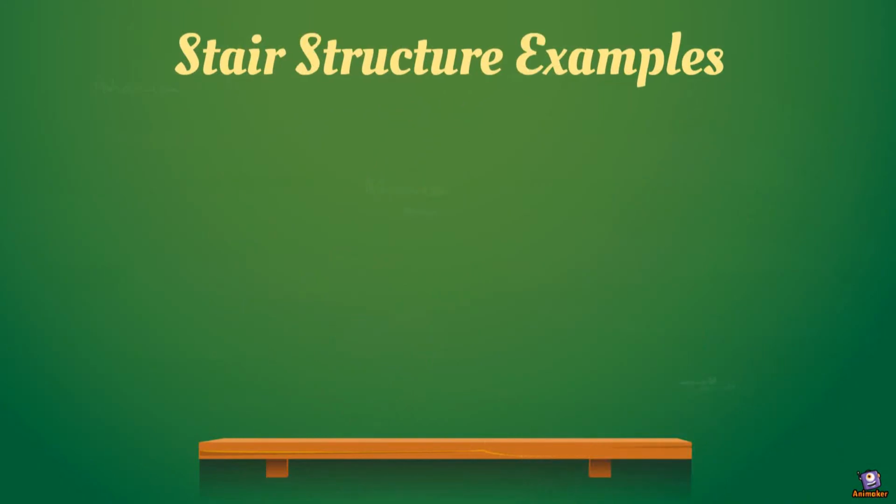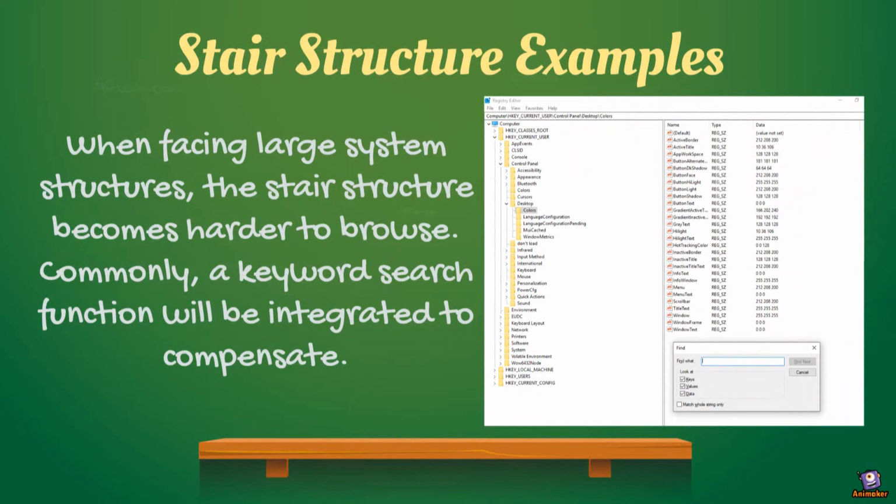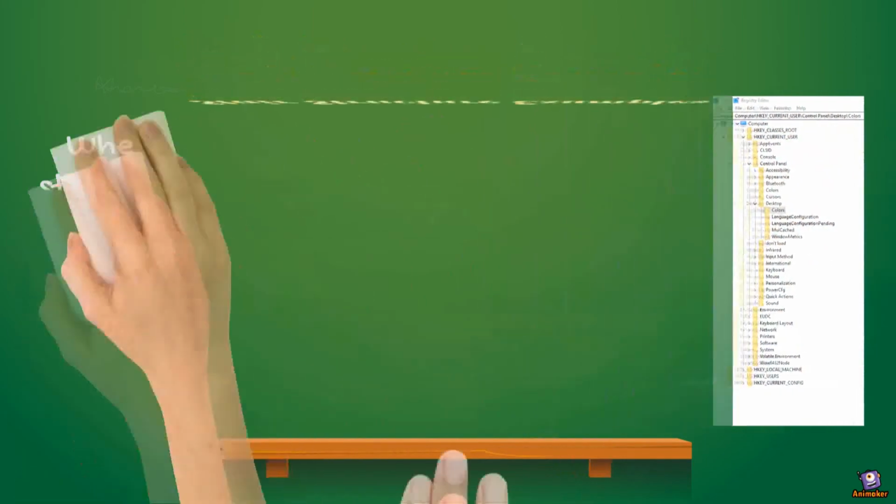The second example for stair structure is the Windows System Registry table. When facing large system structures, the stair structure becomes harder to browse. Commonly, a keyword search function will be integrated to help users locate information.